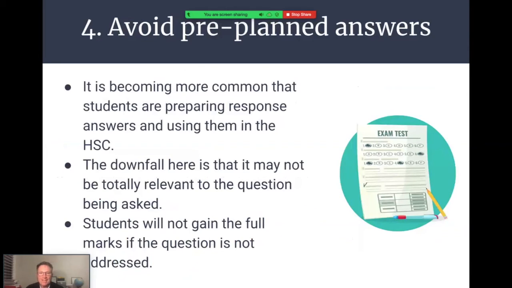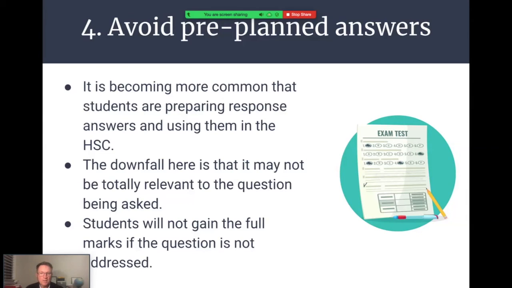Avoid pre-planned answers. And when I say that, I mean plan answers. Do as many past papers as you can, get feedback on them, make them as well as you can. But when you get into the exam, don't just look at the topic and spew out that prepared answer. Reinterpret the question, understand the question, use the content from planned answers, but point it in the direction of the words from the question.